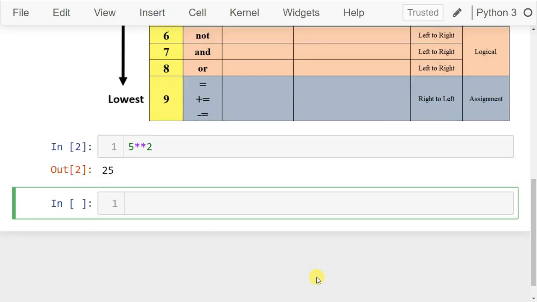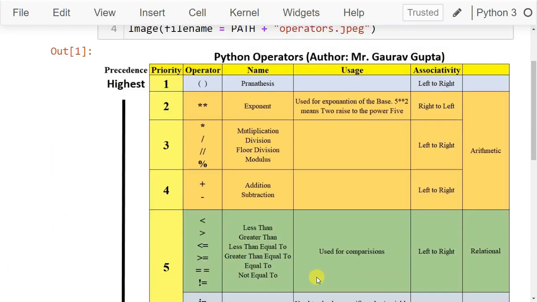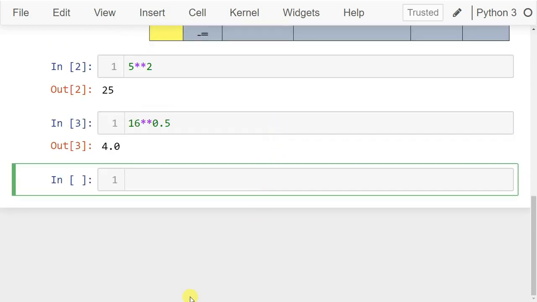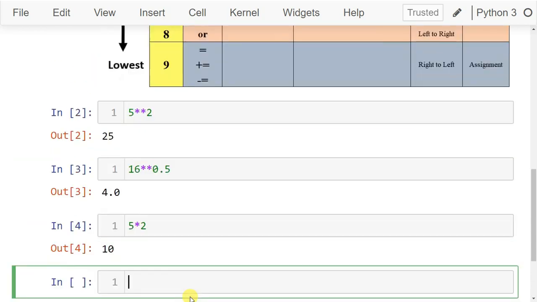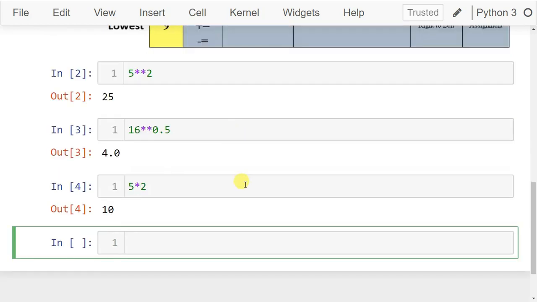You can also find the square root of any number using this exponent. What you need to do is, you just need to write 0.5 and you will get the square root of that number. The next operator is multiplication, which is represented by a single asterisk sign. After that, we have forward slash, which is used for division.